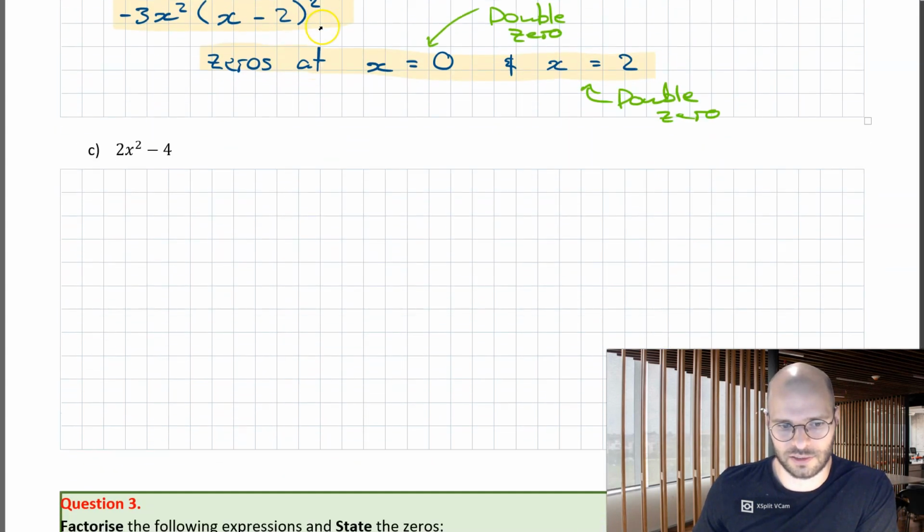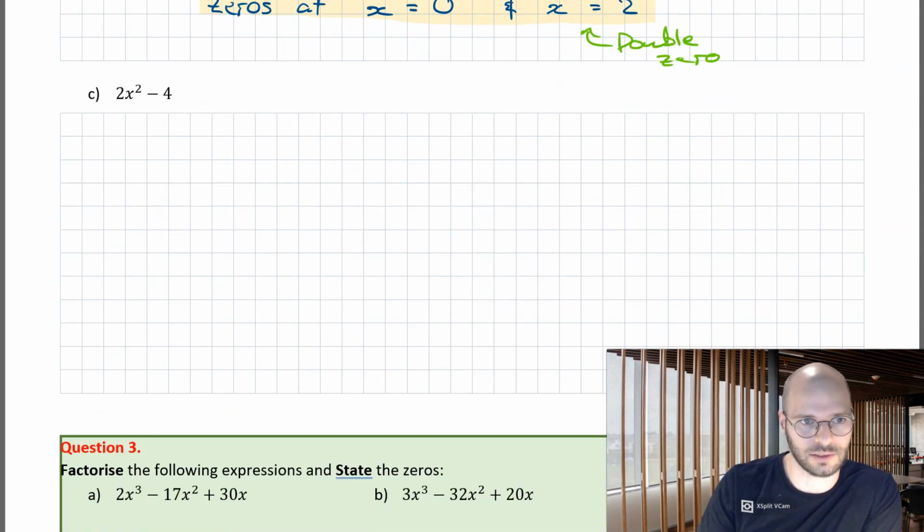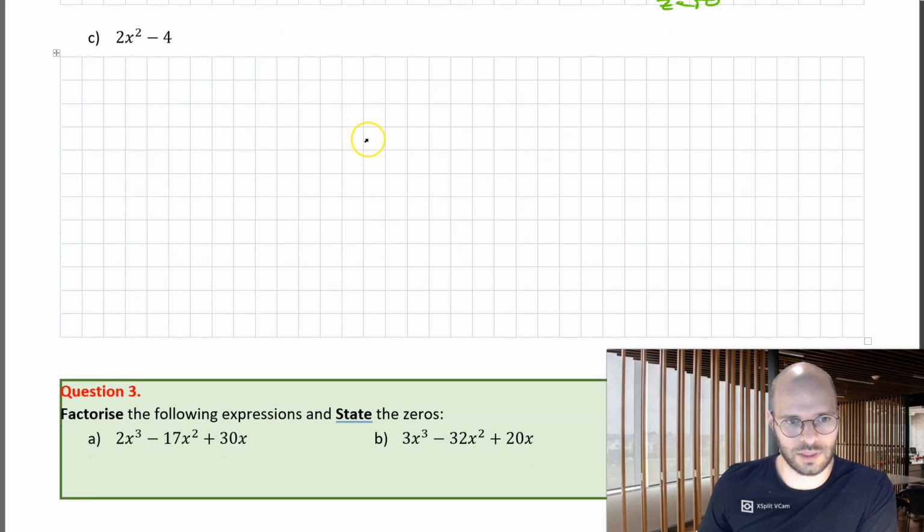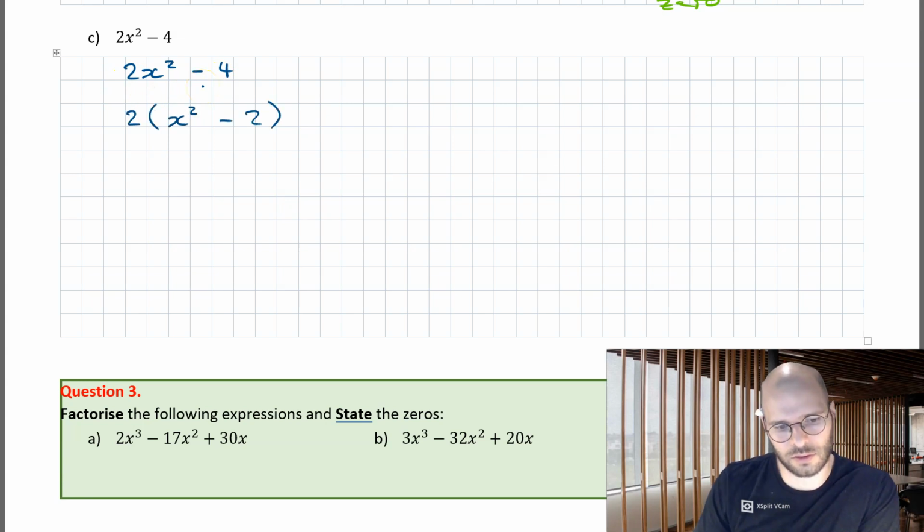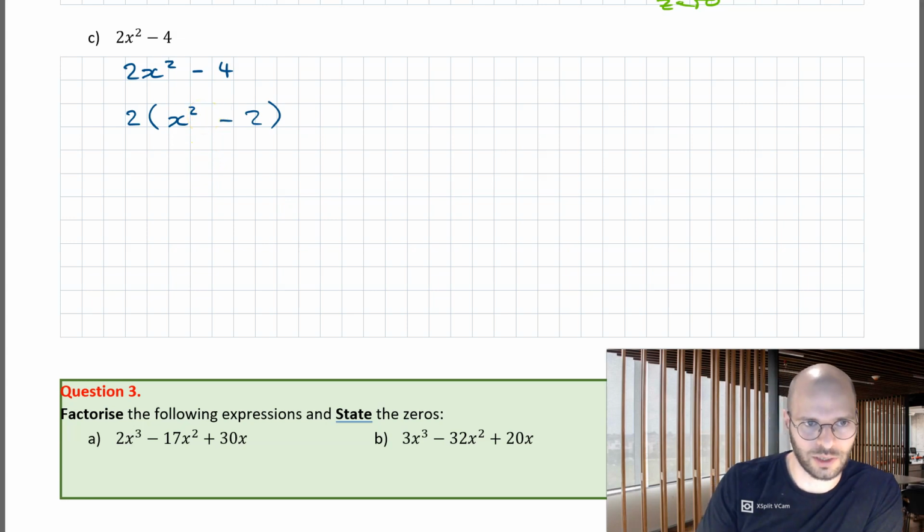Okay, final example, final special case example. We have 2x squared minus 4. We want to factorize this. Now again, you can see that there's a common factor of 2 in here, so let's just pull out the 2. Next, what you can see is that we've got an x squared minus 2, so the linear term is missing. And what this flags is that we're dealing with a difference of 2 squares situation.